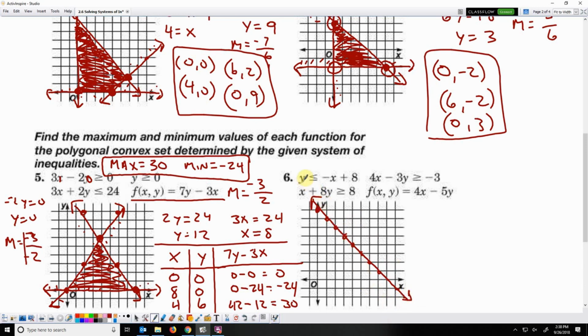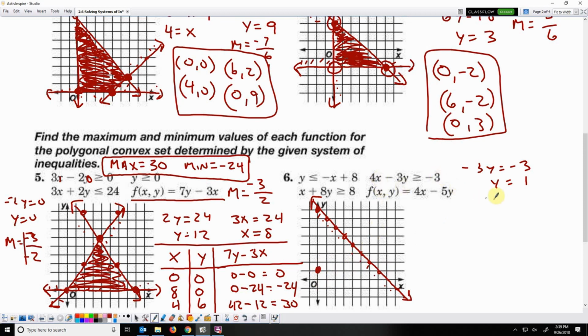And if I plug in zeros, I get 0 is less than or equal to 8. That is true. I'm shading this direction. Next line, if I put in a 0 for x, I get negative 3y is negative 3. So y is 1. So I've got a y-intercept of 1.